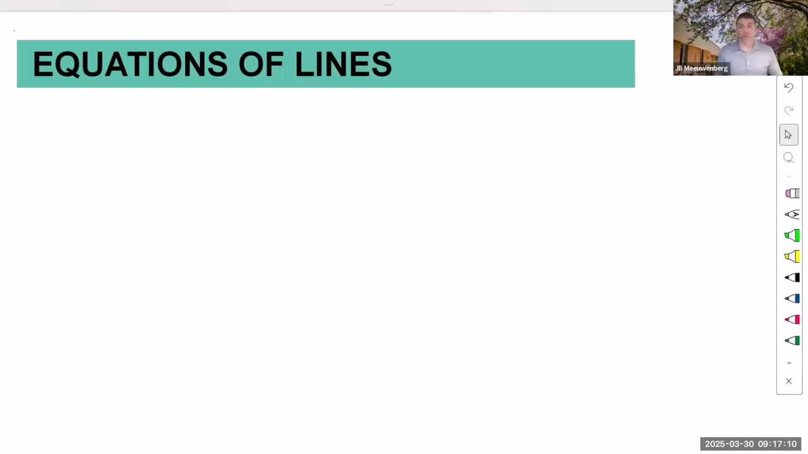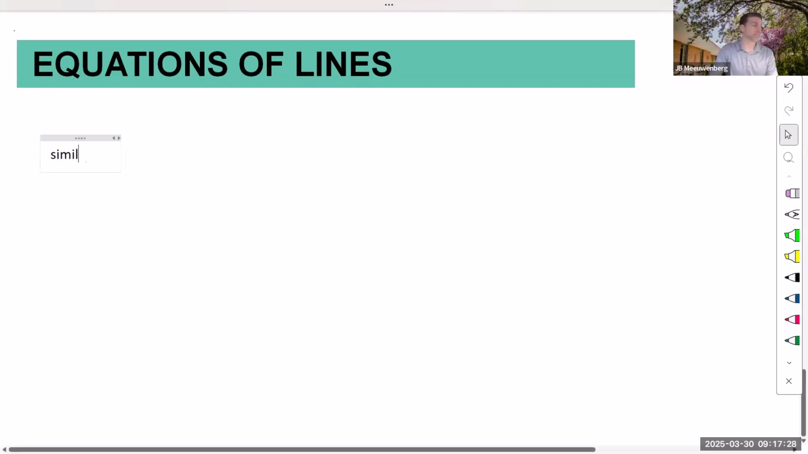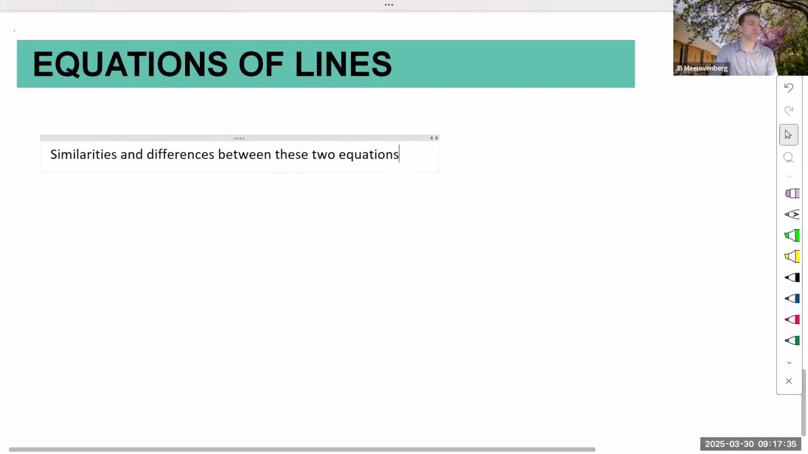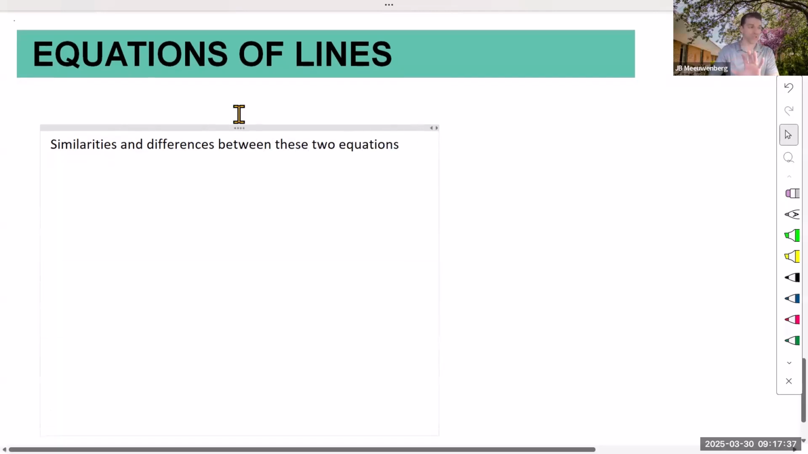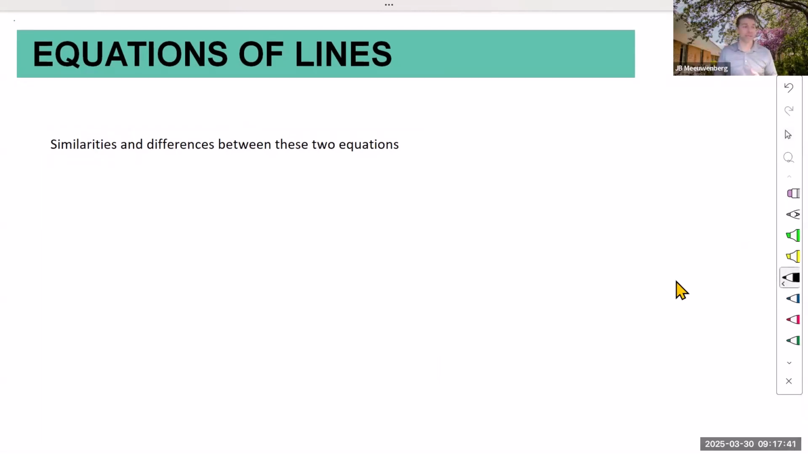In this video, we are going to extend our conversation that we've already been having about points and slopes, and now move into equations of lines. So the first thing I'm going to ask you to do is consider this question: similarities and differences between these two equations. I'm just going to give you two equations, and your job is to examine them and identify any similarities and differences they may have.